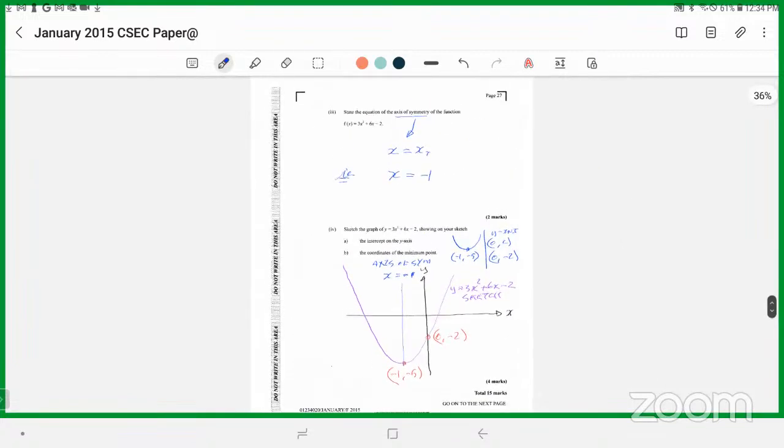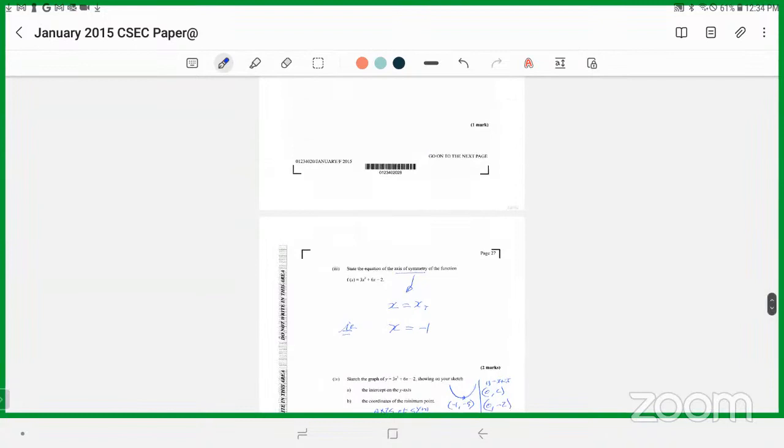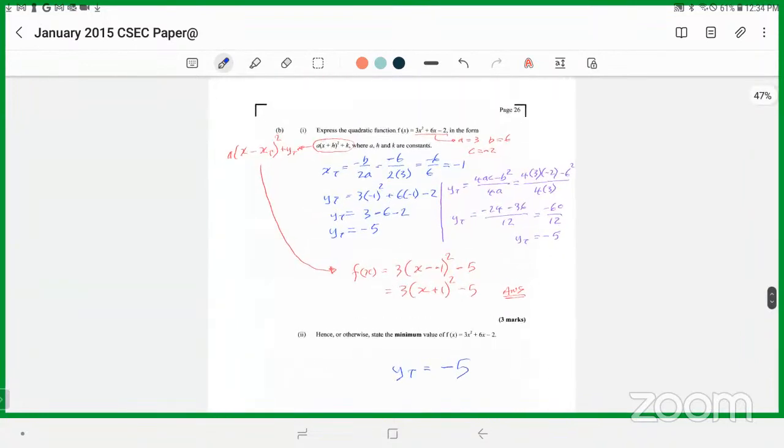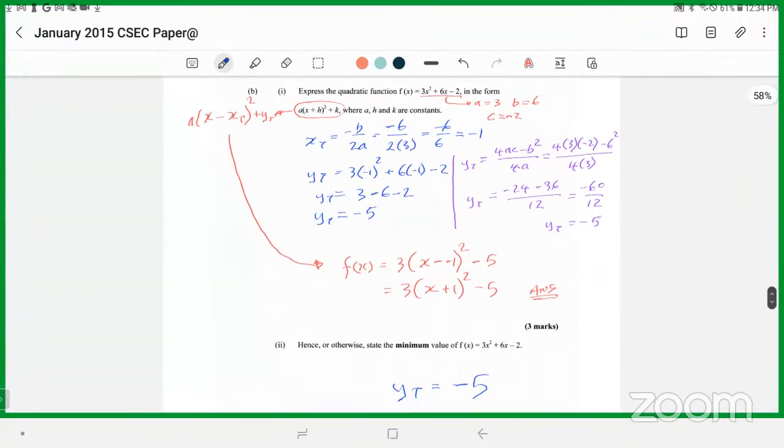So you see how they set the questions. Some questions ask for a graph, some don't ask for a graph, some ask for the minimum point. They ask for various things. Some ask you to sketch it, some don't ask for a sketch. Some ask for the axis. Sir, can you go back up to the first one? The first one, right here. Okay. Okay now? Yes, sir. Thank you.